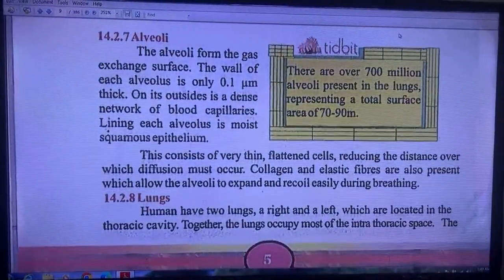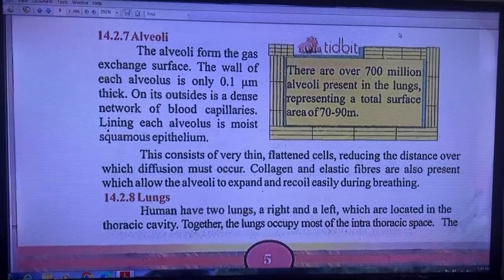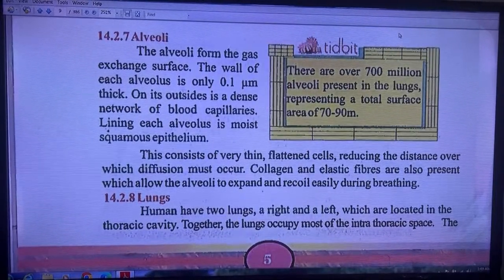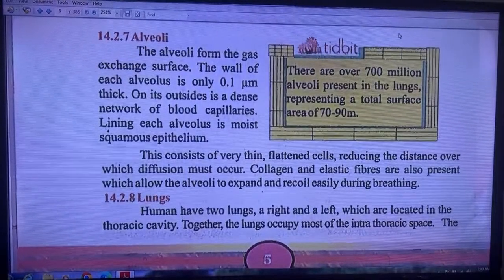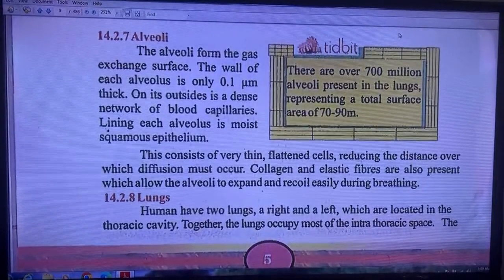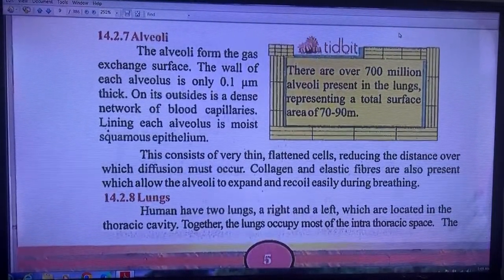Alveoli. The alveoli form the gas exchange surface. The wall of each alveolus is only 0.1 micrometer thick. On its outside is a dense network of blood capillaries, lining each alveolus as moist squamous epithelium. This consists of very thin, flattened cells, reducing the distance over which diffusion must occur. Collagen and elastic fibers are also present, which allow the alveoli to expand and recoil easily during breathing.